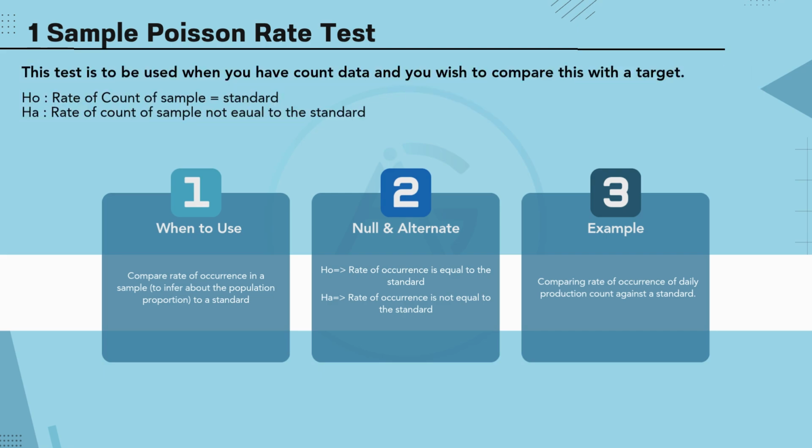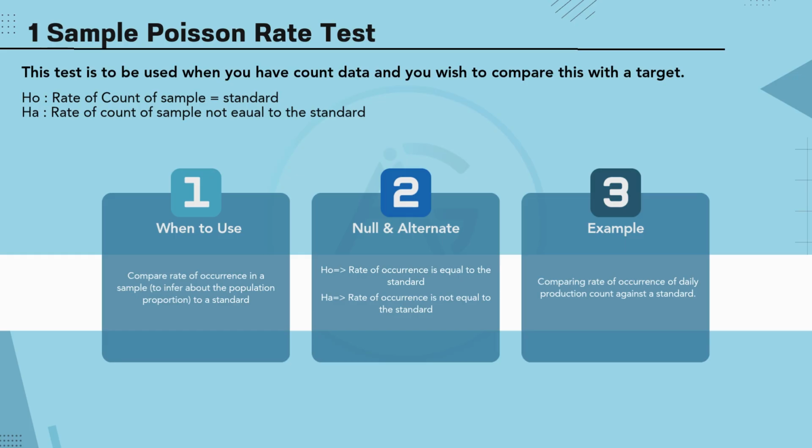This slide introduces the one-sample Poisson rate test, which is one of the two types of Poisson rate tests. This particular test is used when you have count data and you want to compare the observed rate of occurrence against a known target or standard. Let's break this down. When to use. Use this test when you're comparing a single sample's rate of occurrence to a known benchmark. For example, suppose your target is 10 defects per 1,000 units, and you want to check if your current defect rate meets or deviates from that standard.